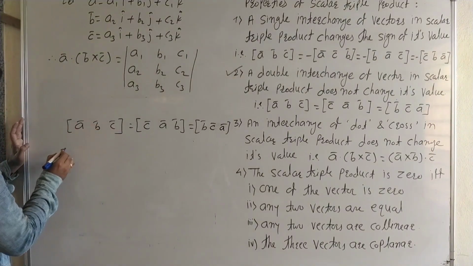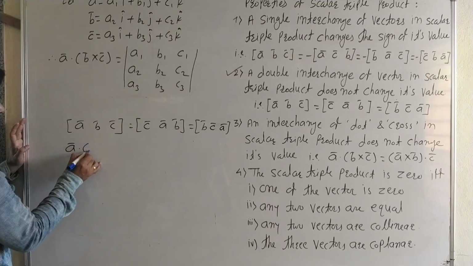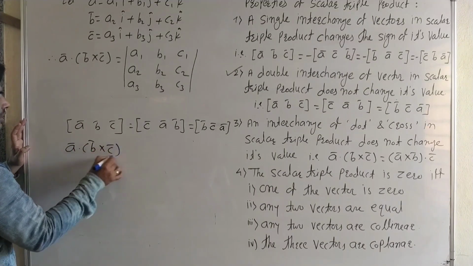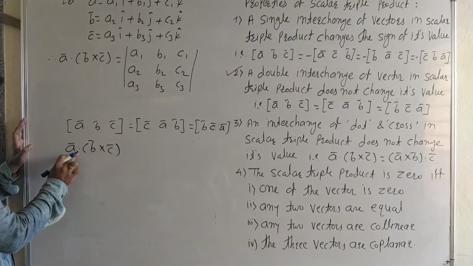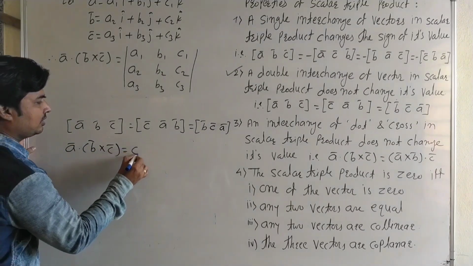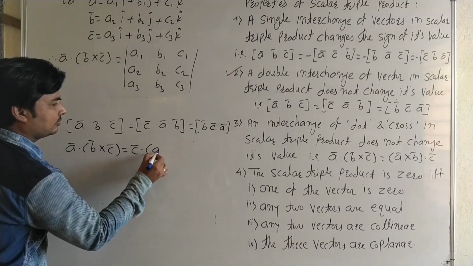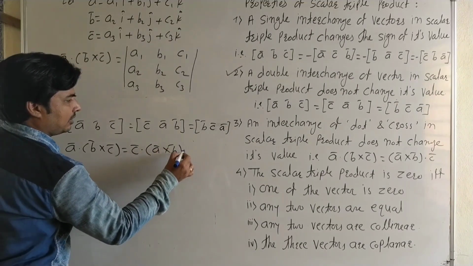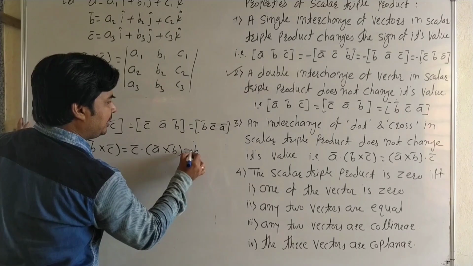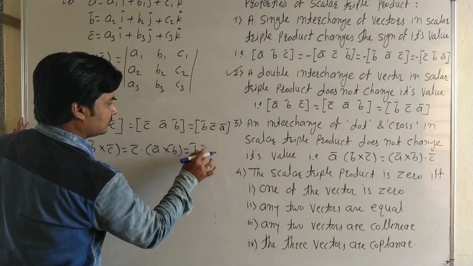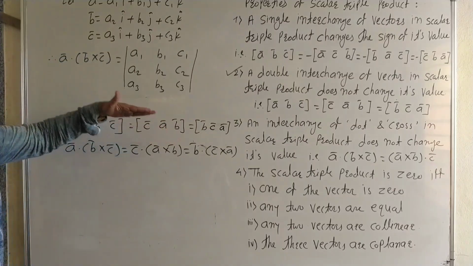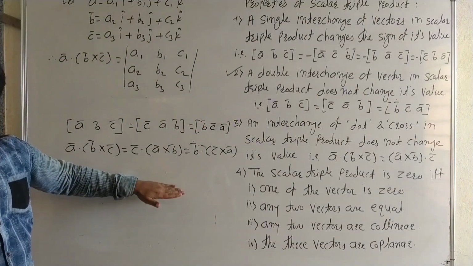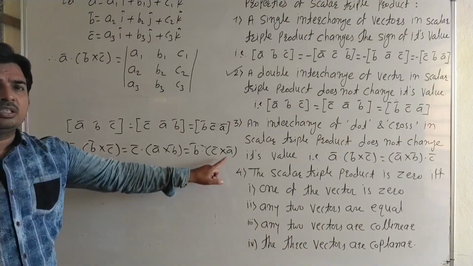This can be written in the form A bar dot B bar cross C bar. It is in terms of box product, and in terms of scalar triple product, in terms of dot and cross: C bar dot A bar cross B bar, and B bar dot C bar cross A bar. Here it is a box product form and it is a dot and cross product form. They have the same meaning.